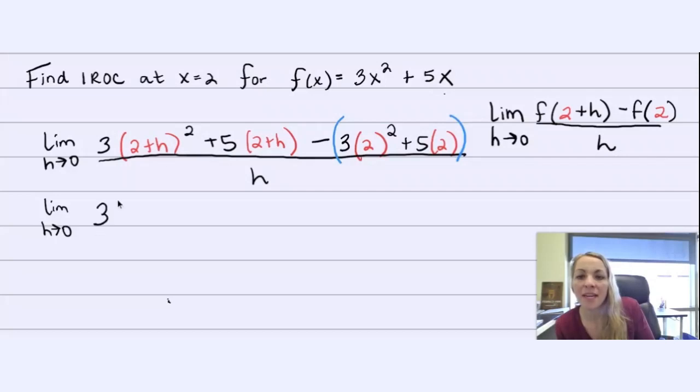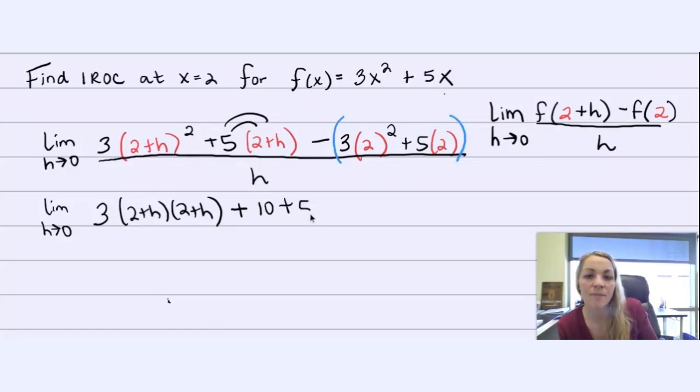So I have 3. Remember that 2 plus h quantity squared is 2 plus h times 2 plus h. So I'm just going to expand that out. Plus, I'm going to multiply this. 5 times 2 is 10, and 5 times h is 5h. And let's do some simplification inside the parenthesis. 3 times 2 squared. Well, 2 squared is 4, and 4 times 3 is 12. And 5 times 2 is 10. And this is all over h.